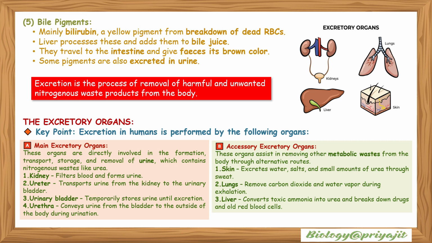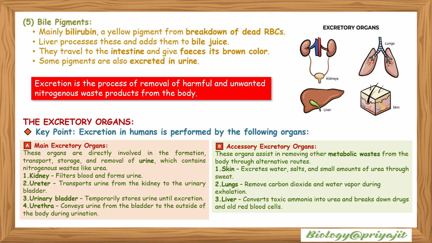There are two kidneys. Kidneys filter blood and form urine. Ureters transport urine from the kidney to the urinary bladder. The urinary bladder temporarily stores urine until excretion, and the urethra conveys urine from the bladder to the outside of the body during urination. Now you should know what are accessory excretory organs.